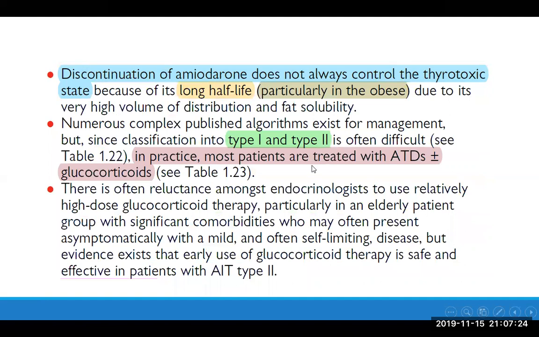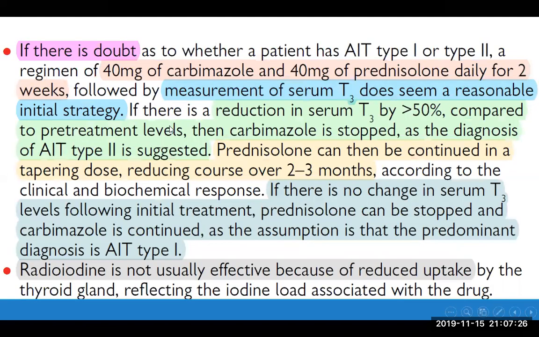For type 2, as we mentioned previously, this is very important. This is the most important one. If there is doubt, of course, type 1 is treated by antithyroid drug, type 2 treated by corticosteroid. If there is a doubt, you can give 40 milligram of carbimazole plus 40 milligram of prednisolone daily for 2 weeks. After that, measurement of serum T3. This is a reasonable strategy.